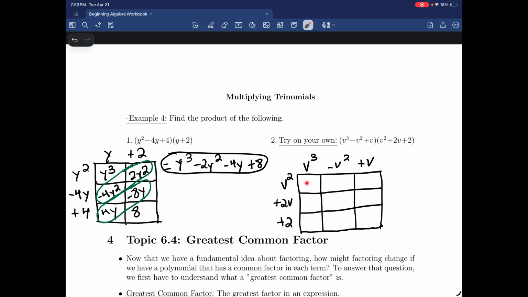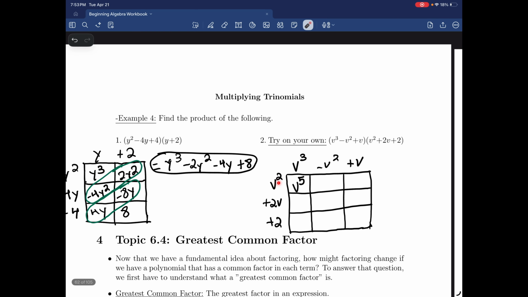Alrighty, so for this box, we're going to have v squared times v cubed, which ends up becoming v to the 5th power using our exponent rules. And then here, we have v squared times negative v squared, which becomes negative v to the 4th power. Here we have 2v times v cubed, which becomes 2v to the 4th power. Here we have 2v times negative v squared, which becomes negative 2v squared.